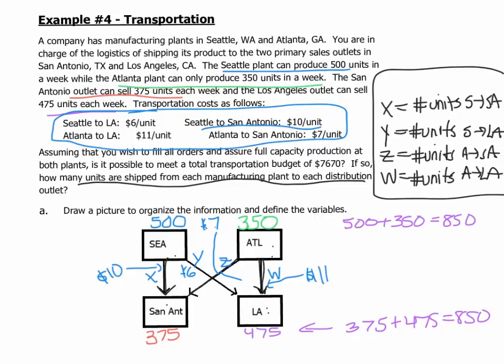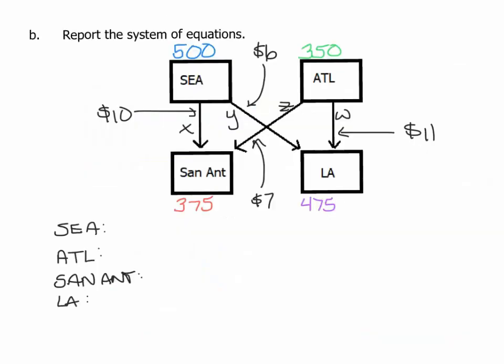The next thing we need to do is figure out how to build some equations around this organization and these variables. So I have my graphic again here, and I'm ready to start building some equations. We're going to build one equation for each city. When I look at Seattle, I have 500 units available to ship from Seattle to San Antonio and LA, and I have X units going to San Antonio and Y units going to LA. So this tells us that X plus Y is going to equal 500 because I'm shipping all the units that I have available to my two outlets.